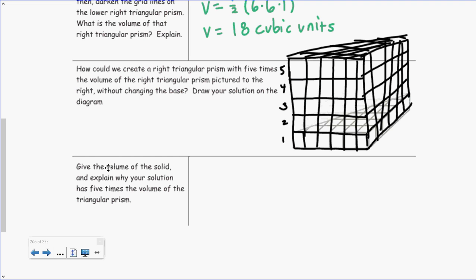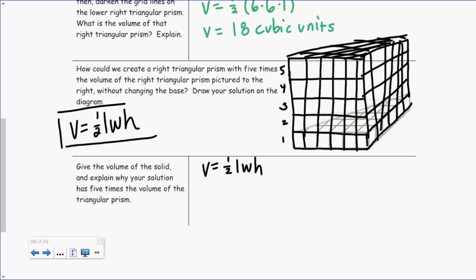Okay, so now we want to talk about the fact that we're still going to use volume equals 1/2 length times width times height. And this would be a good time to put this with your formulas. Okay, so this is the volume of a triangular prism. Don't just write it here. Remember, you want a place where you can access all of these formulas, so make sure that you put it where you've been keeping all your formulas.